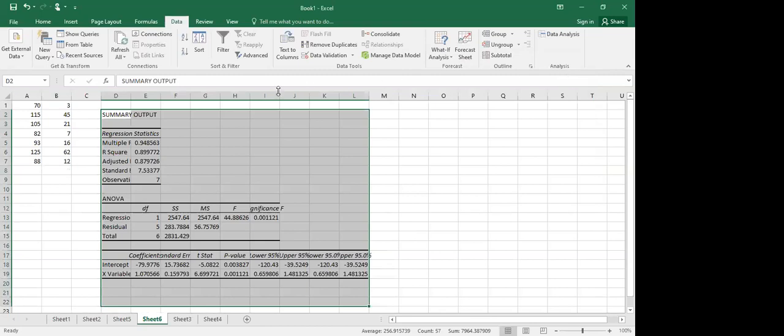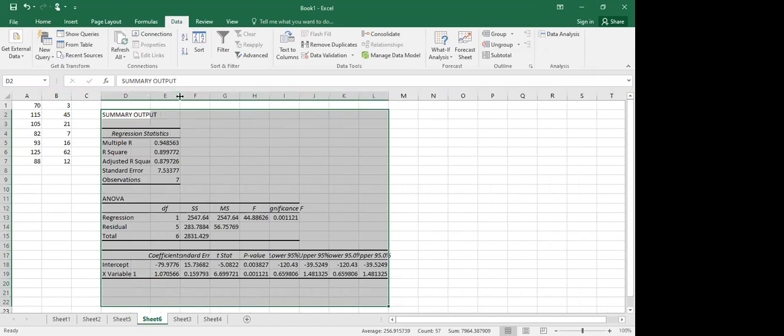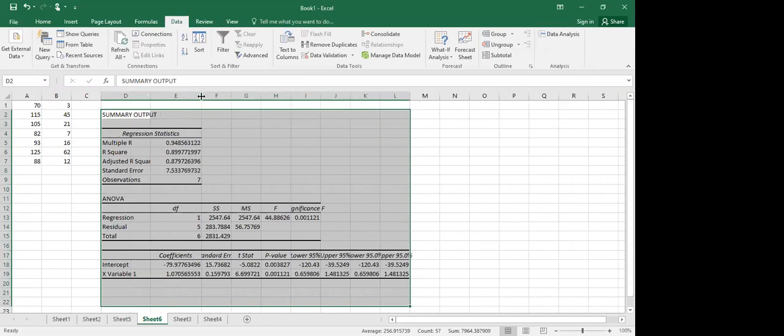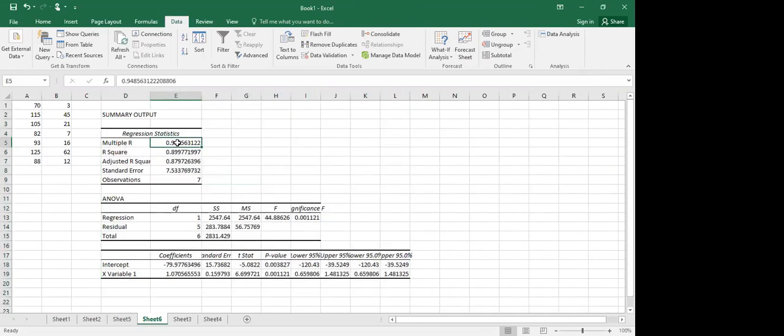This Excel output is giving us a lot of information, which we are going to come back to. But what I am interested in at this point is the correlation coefficient, R. So at this point, what we need is only the correlation coefficient. As we move on, we are going to come back to the data.